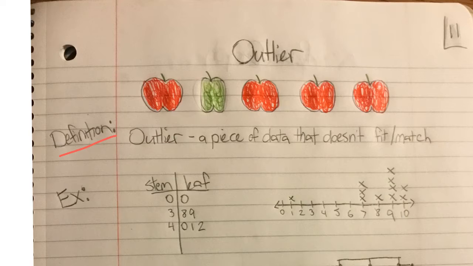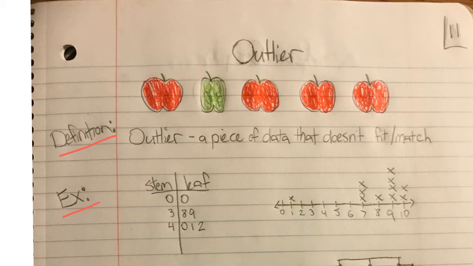So go ahead and write that definition. You don't have to draw this exact picture, but you need to draw some sort of image of what an outlier would be in your mind. So you don't have to use apples. You can use another type of food or a sport or something, but one piece has to not match the rest.